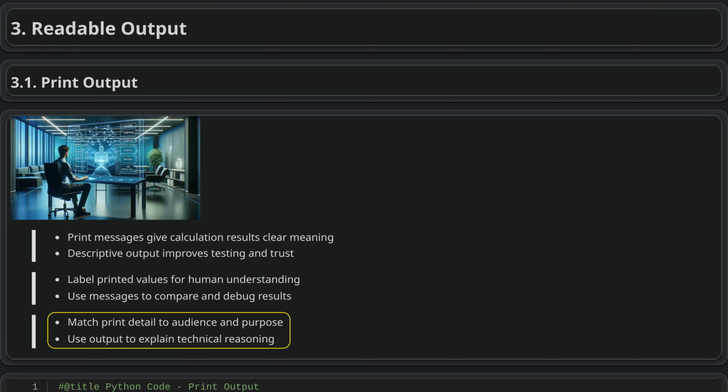When producing print output, tailor it to the audience and purpose. During development, intermediate results can help check assumptions, but final output should emphasize only the key findings in clear language. Well-crafted output helps people understand results and make informed decisions, turning Python into a tool for technical communication, not just calculation.